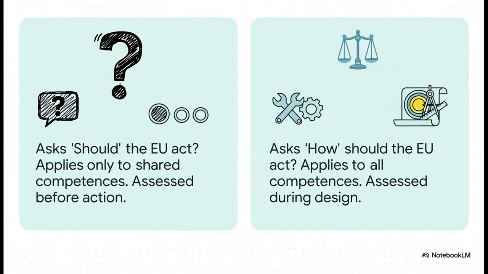This comparison really highlights the key differences. Subsidiarity answers the question of should the EU act, while proportionality addresses how the EU should act. Their scopes are also different. Subsidiarity is just for shared competences, whereas proportionality applies to all EU actions. And finally, the timing is distinct. Subsidiarity is assessed before an action starts, while proportionality is considered during the design of the measure itself.